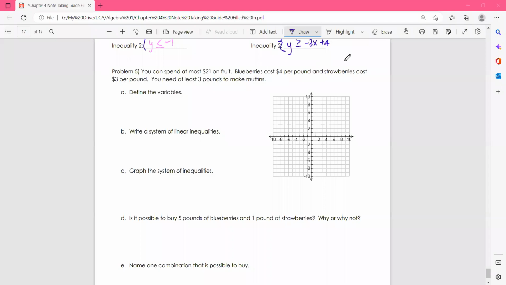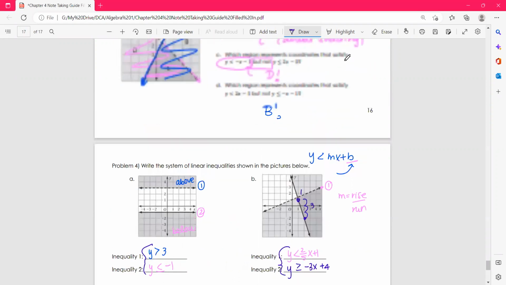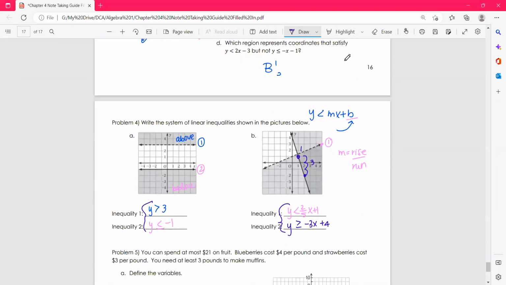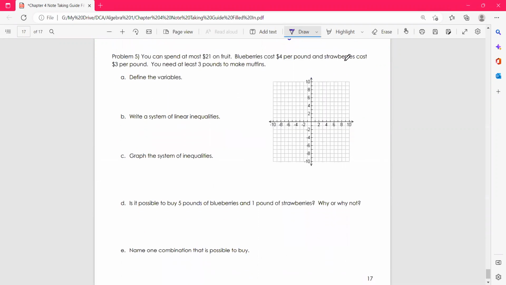Hey guys, so this is the last video for section 4.5, which is solving systems of linear inequalities. This video is just one problem. It's the one problem we didn't finish in our notes from the last video. This last problem is a word problem, so we are going to read through it and work through it together.